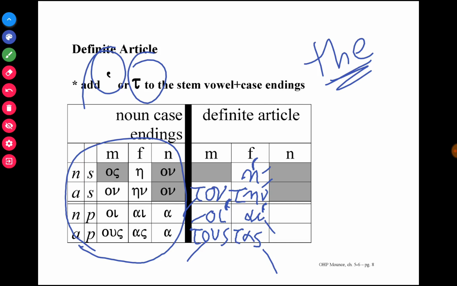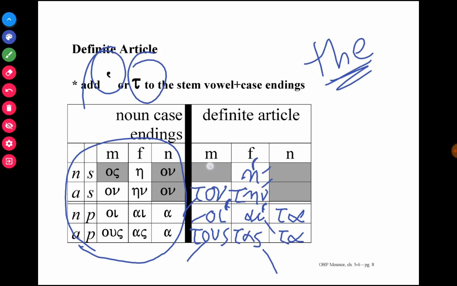So let's fill out the neuter forms. The neuter forms, if you have alpha here and alpha here, just add a tau to it, ta, and those are your definite articles for the nominative plural and accusative plural forms. So what about these shaded boxes? Well, the shaded boxes reflect a slight variation. It's a little bit more than just writing in the rough breathing mark and tau to it.